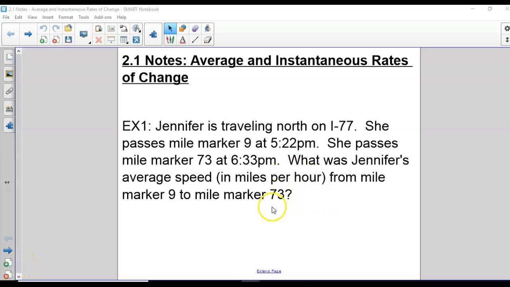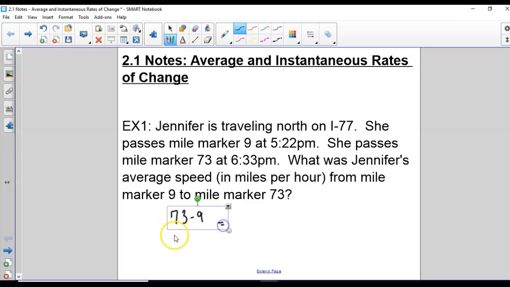If we need to find the speed, we need distance divided by time, miles divided by hours, right? So for the top part, we need the number of miles that this person traveled. That's fairly easy here, right? We just need to do 73 minus 9. That's our top part. And so 73 minus 9 is going to give you 64 miles.